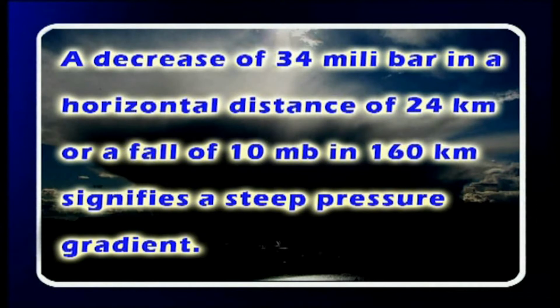A decrease of 34 millibars in a horizontal distance of 24 kilometers, or a fall of 10 millibars in 160 kilometers, signifies a steep pressure gradient. Close isobars represent a steep pressure gradient and vice versa.